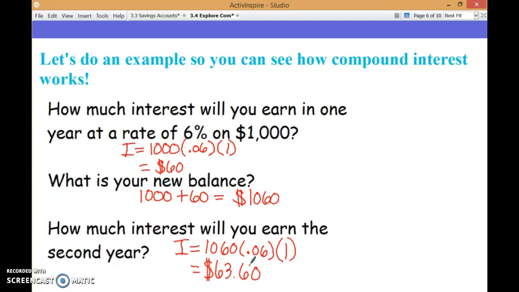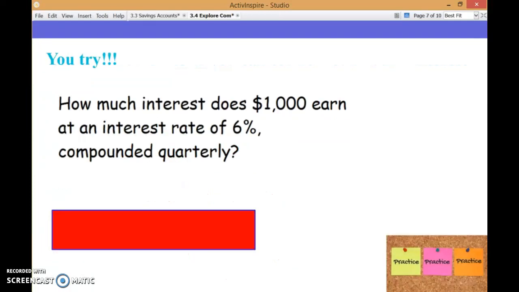So why don't you go ahead and try the next problem on your own? I would go ahead and pause the video and then turn it back on when you think you have it and check your work.